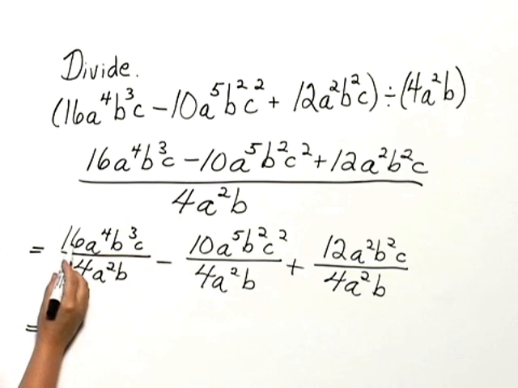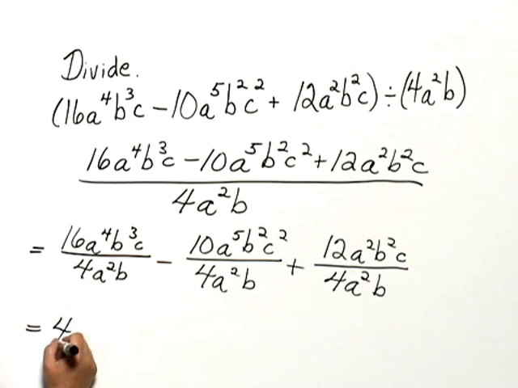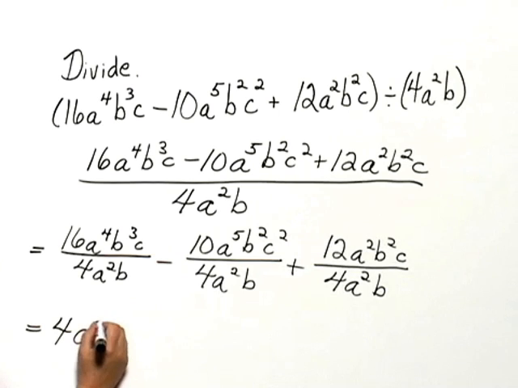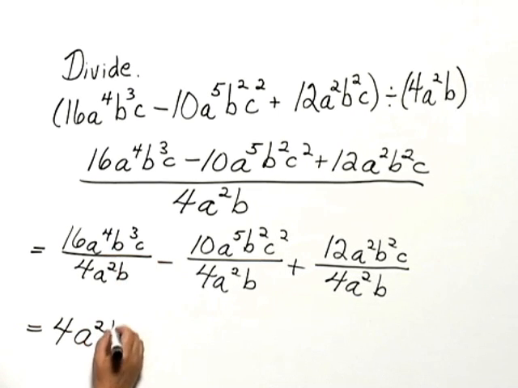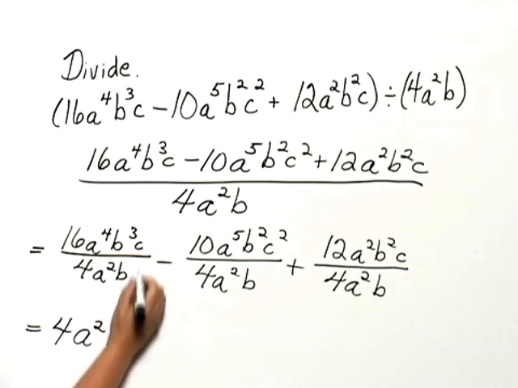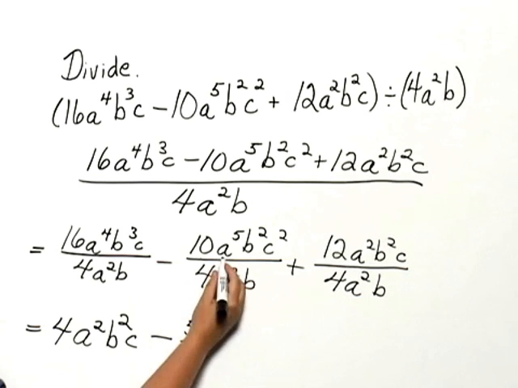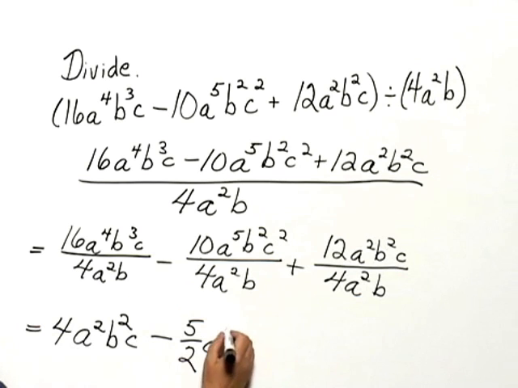We would divide 16 divided by 4 and get 4. a^4 over a^2 would be a^2. b^3 over b would be b^2. And then we have c. Minus 10 over 4 is 10 fourths or 5 halves. We have a^3, subtracting exponents, b c^2.